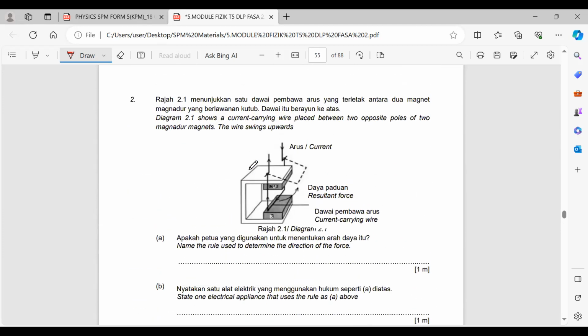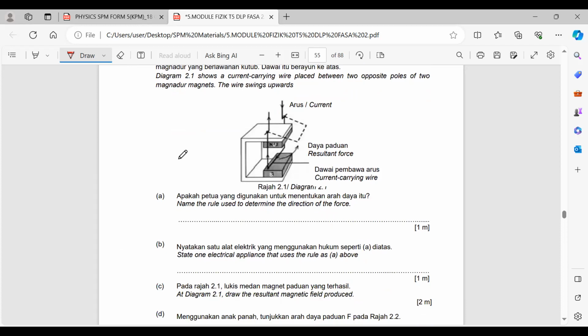Okay, look at this question. Diagram 2.1 shows a current carrying wire placed between two opposite poles of two magnets. The wire swings upwards. First, name the rule used to determine the direction of the force.